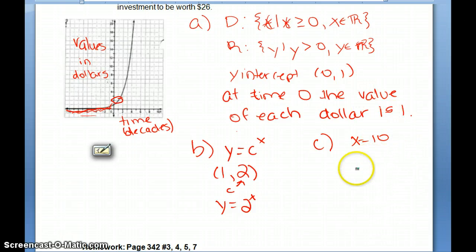You guys can use your graph, or if you want to be a little bit more accurate, let's put this into our equation. So we have y is equal to 2 to the power of 10. If you put that into your calculator, you will find that your value there is y is equal to 1,024, and we're dealing with dollars there. So for $1, your value after 10 decades. And just remember, 10 decades, that's a long time. That's like 100 years. That $1 will be $1,024.